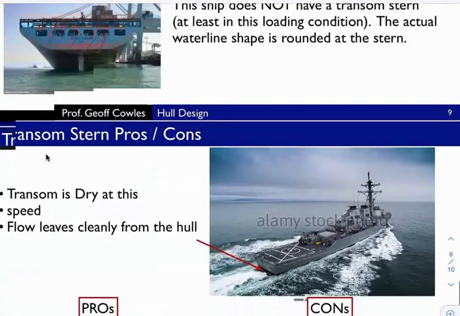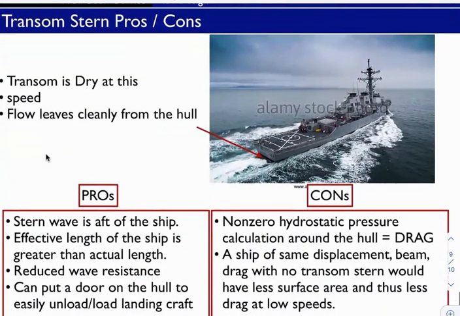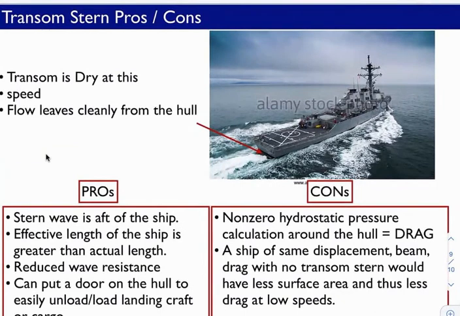Where these transom sterns benefit, we see these mostly in ships that go to higher Froude number, like these Navy ships that are capable of breaching 0.4. They're spending their days at above 0.25, say.